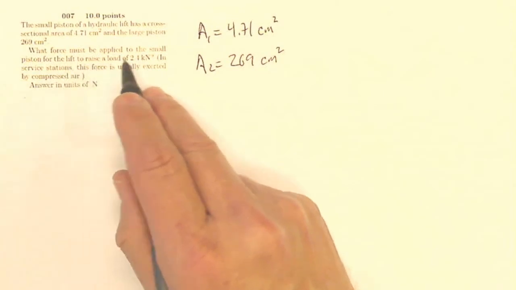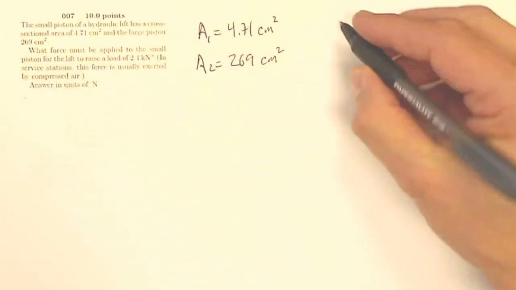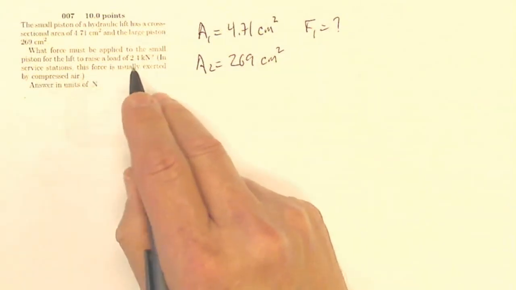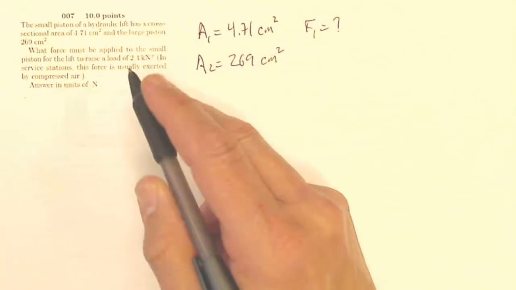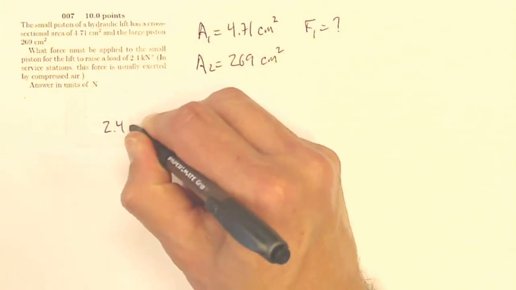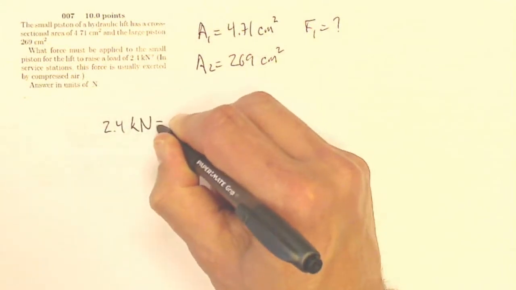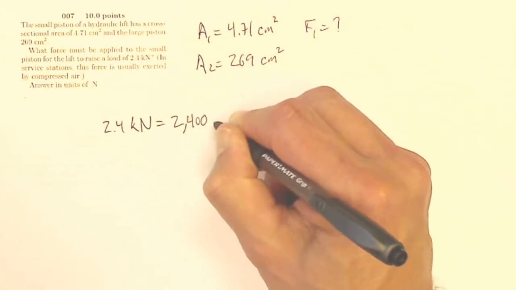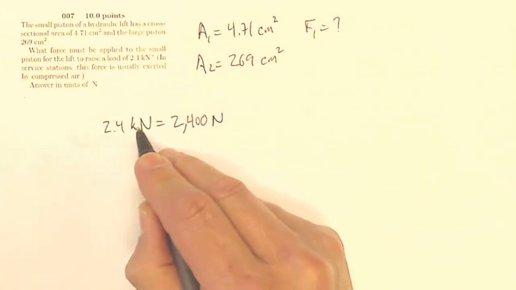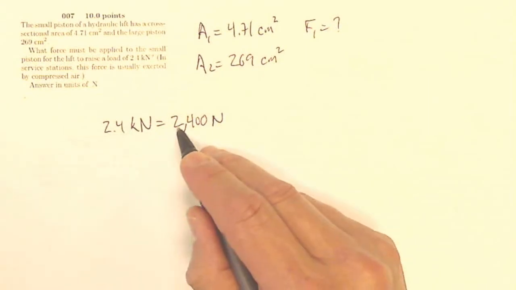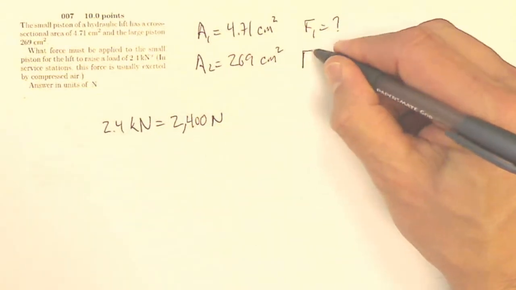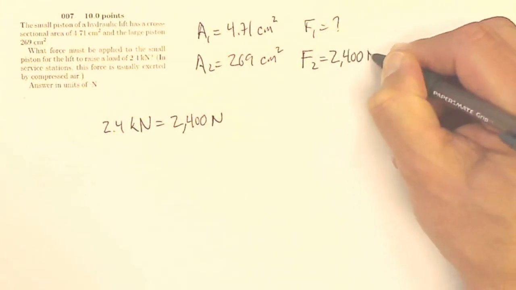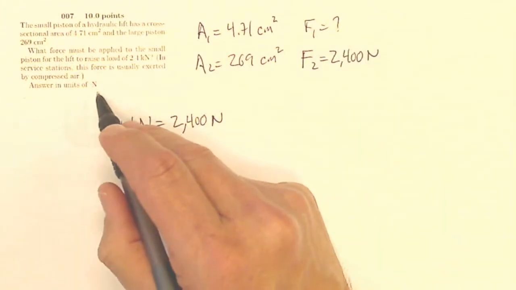What force must be applied to the small piston, that's this one, so that's F1, equals question mark, in order to raise a load of 2.4 kN. Let's see, 2.4 kilonewtons is the same thing as 2,400 newtons, because kilo is 1,000, so that's 2,000 and a little more, 2,400 newtons. So that's force 2 equals 2,400 newtons. Answer in units of newtons.